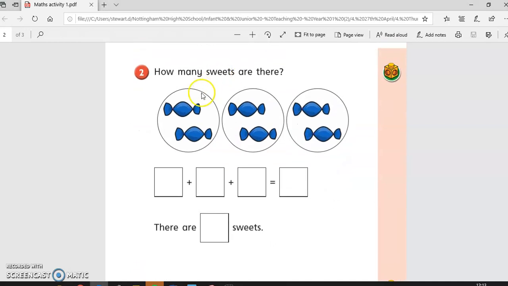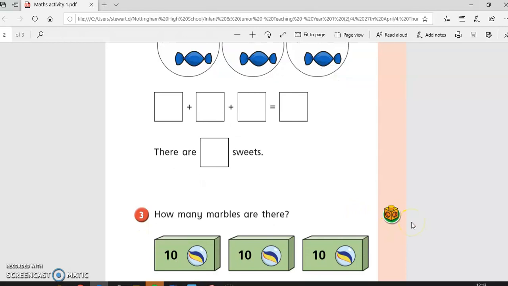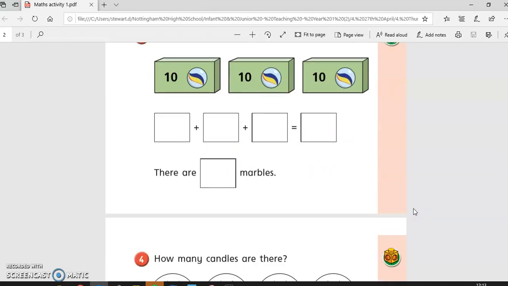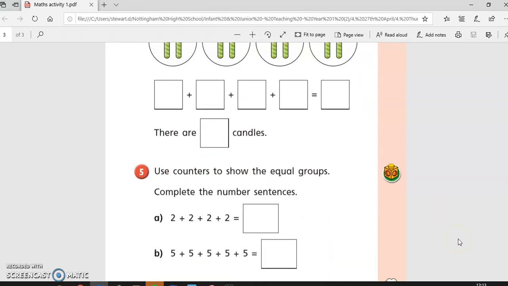And here we've got how many sweets are there. So you need to write an addition that shows how you could work out how many all together, and then putting your answer just here. There are something sweets. And here, for how many marbles there are, 10, 10, 10. You need to show that as, we call it repeated addition, adding, adding, adding again, and the answer there are so many marbles. And the candles one is very similar, but you need to write how many candles at the bottom.